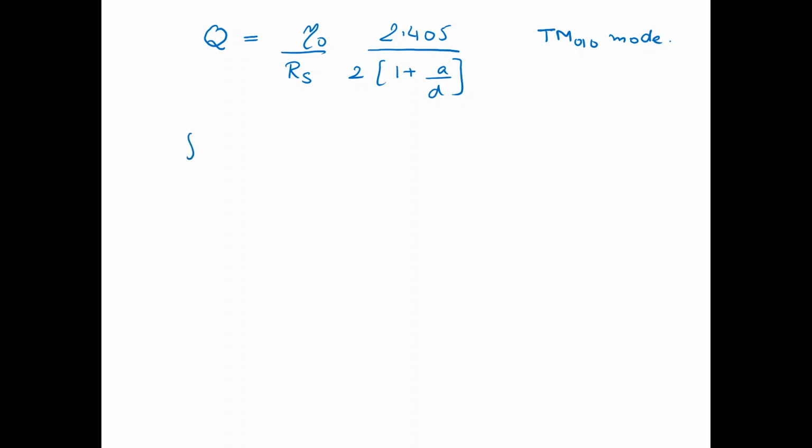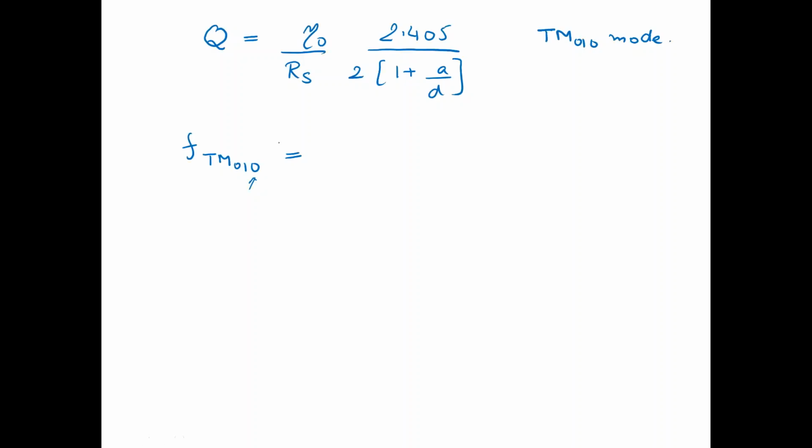And also the frequency of this TM010 mode is just going to be this. Putting Z did not really change anything on that frequency. The electric field was pointing in that direction. That electric field was still allowed. So F for TM010 would be 2.405 divided by 2 pi a square root of mu epsilon, in terms of hertz.